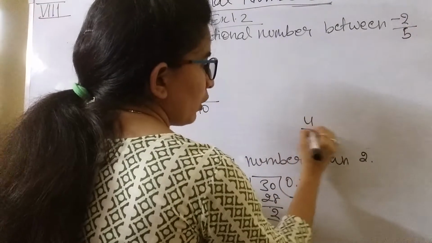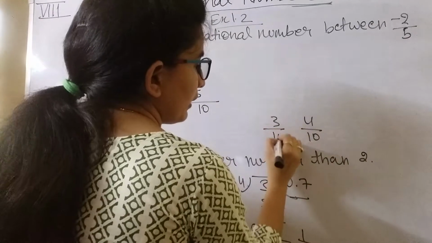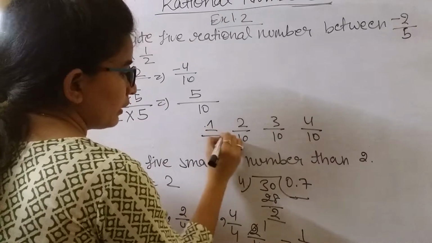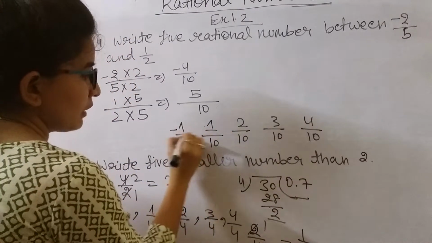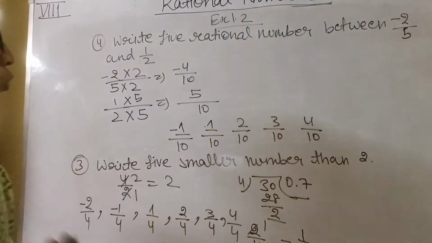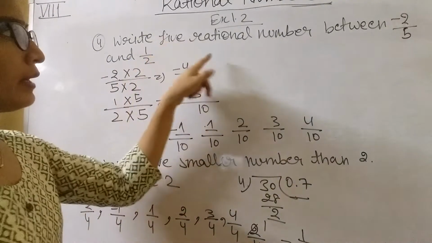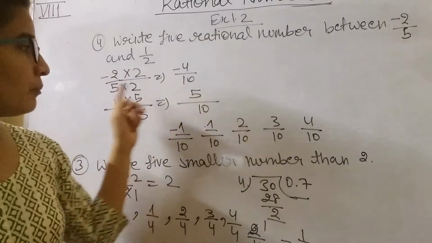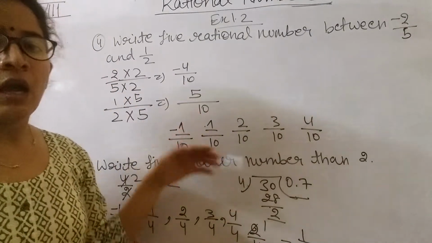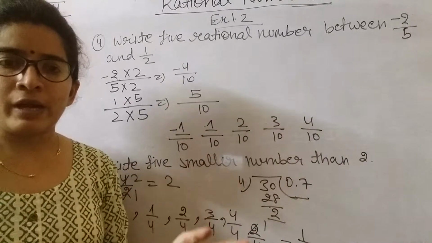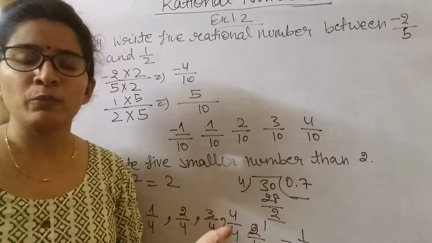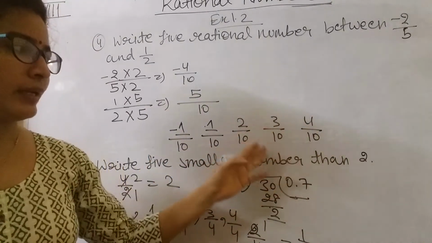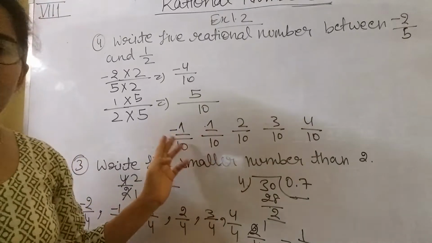Now as we can see, -4 upon 10 and 5 upon 10, the numbers that lie between these numbers will be 4 upon 10, 3 upon 10, 2 upon 10, 1 upon 10, -1 upon 10, and so on. So we had to write down 5 rational numbers between these numbers. So first we will make the denominators the same, and then we will find the numbers that lie between them. So that is 4 by 10, 3 by 10, 2 by 10, 1 by 10 and -1 by 10.